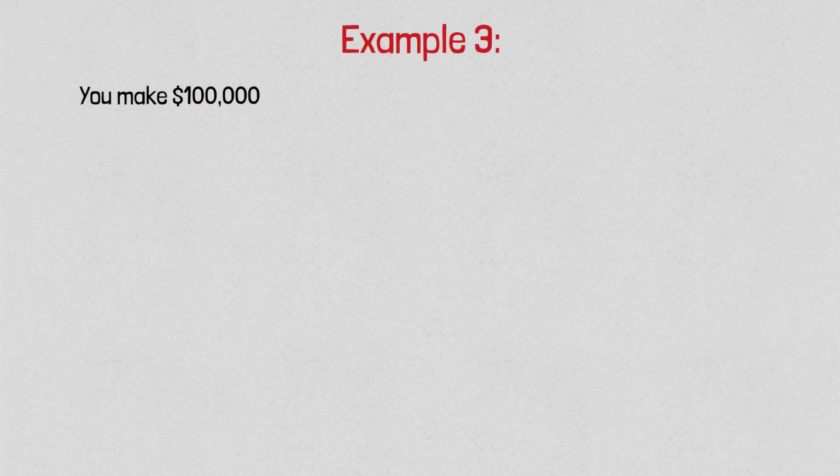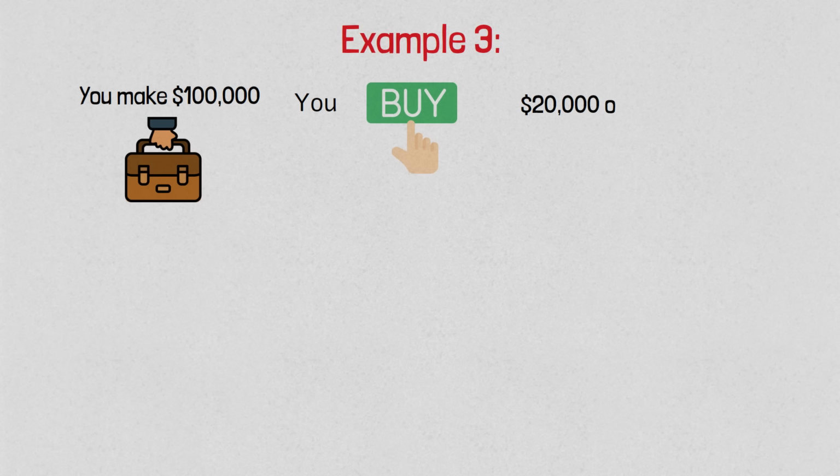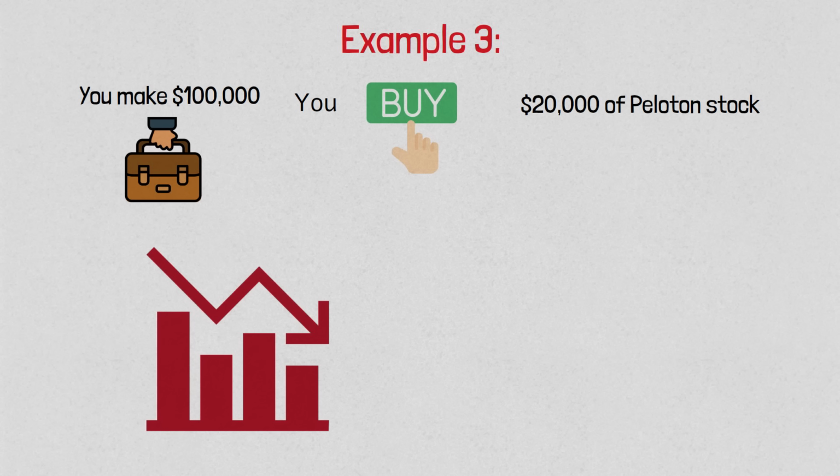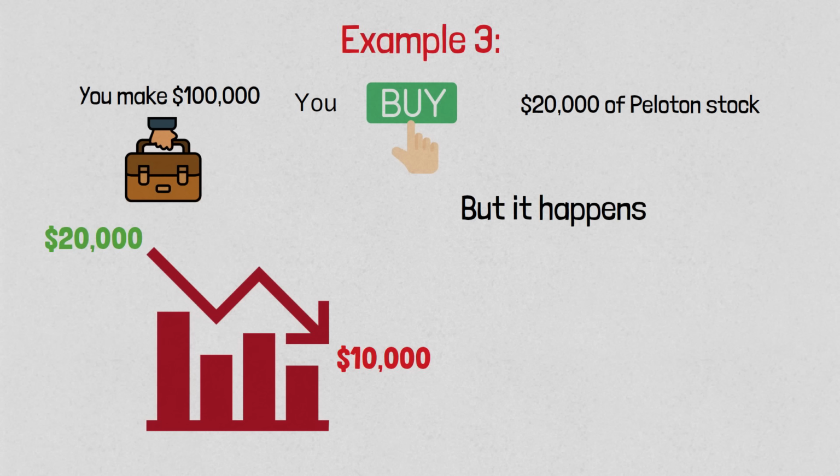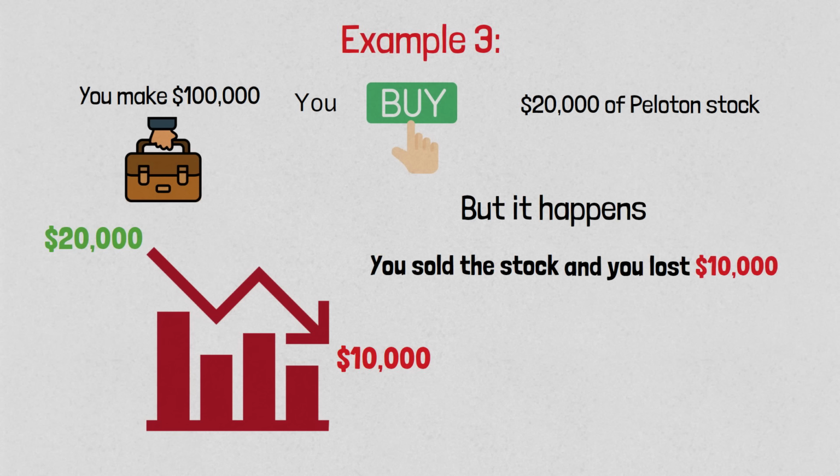You make $100,000 of income at your job, and let's say that you bought $20,000 of Peloton stock, like you went overboard, like you YOLO'd. And let's just say that the stock fell in value from $20,000 to $10,000. You know, that sucks, but it happens. And you sold the stock and you lost $10,000. Okay, so here's what happens.